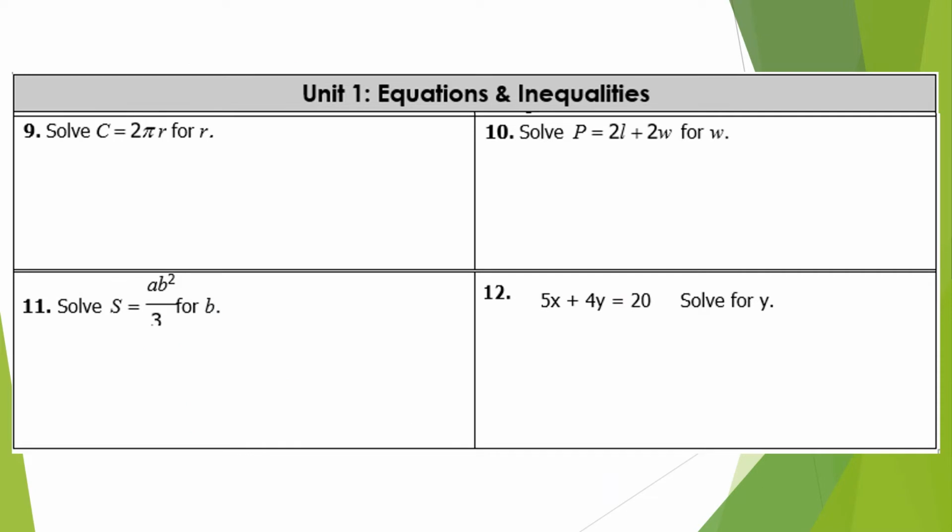Again, more solving for the variables. I'm going to take a look at number 10 on this slide. If I'm solving for W, think of the W as being heavy. Everything needs to get away from the W. So I'm going to start with the 2L, and I'm going to subtract that over to the other side. The 2W falls down. P minus 2L is left over.